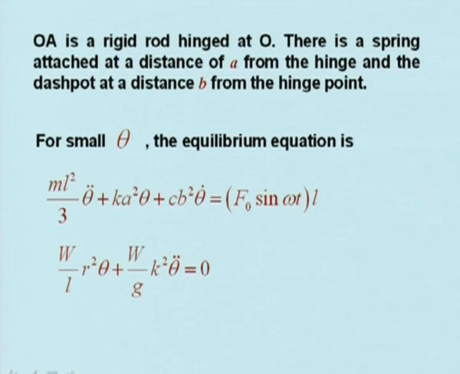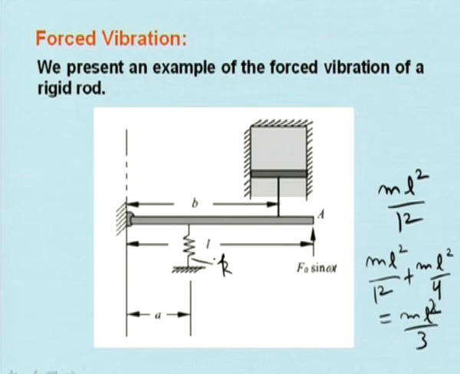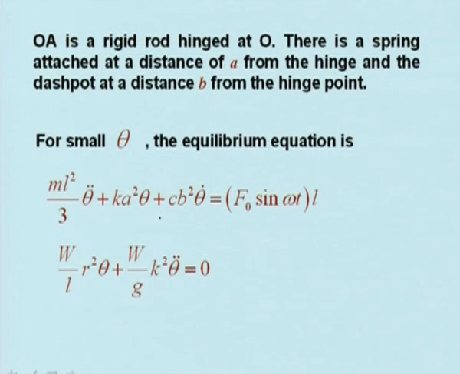For small theta, the equilibrium equation is ml square by 3 theta double dot plus ka square theta, that is the restoring force due to the spring. When you displace it by theta, this spring gets stretched by a theta. So k times a theta is the force, and this force acts at a distance a from the hinge. So it becomes ka square theta.